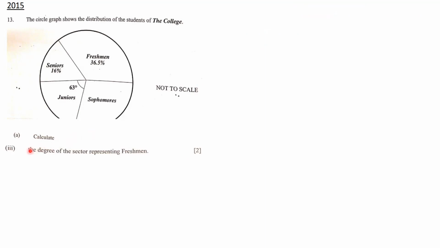Question III. It says, calculate the degree of the sector representing freshmen. Okay, so we want to figure the degree of the sector representing freshmen. And so that's going to be, we have 36.5%. We want the degree of the sector representing freshmen. So we have to do 36.5% of 360 degrees because we want to figure out the degree of the sector representing freshmen, and it's going to be 36.5% of, which means multiply 360, because 360 is the total amount for the angles in the circle.